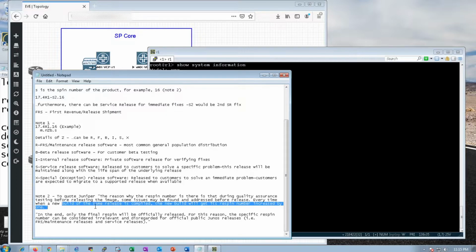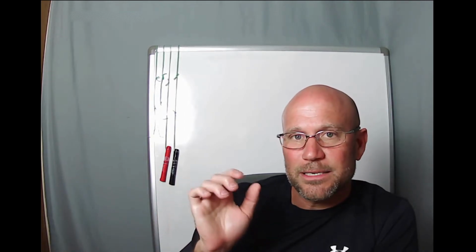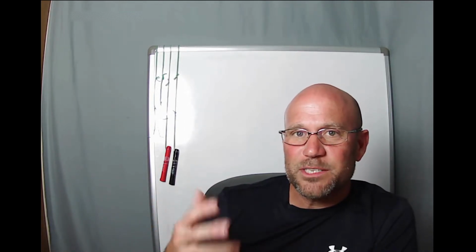Every time when a new build of the same release is compiled, the new build will get its respin number increased by 1. In the end, only the final respin is officially released. For this reason, the specific respin number can be considered irrelevant and disregarded for official public Junos release. So that last decimal number, like .16, is a respin or recompilation number. That's pretty much irrelevant from what I understand from what the Juniper website is saying.